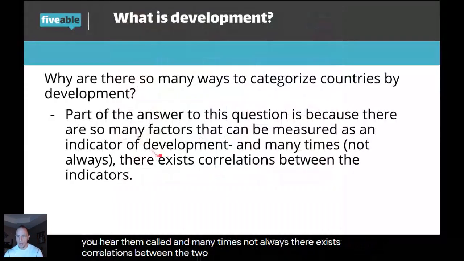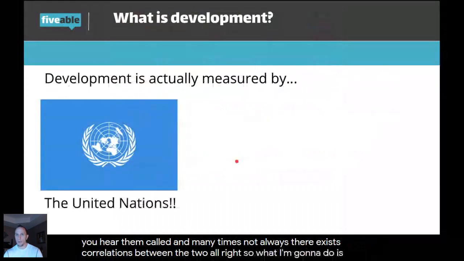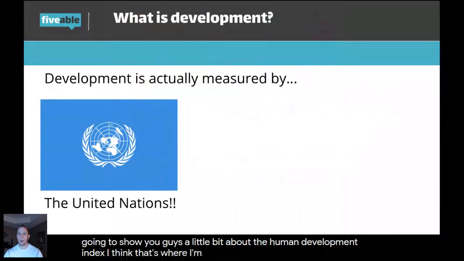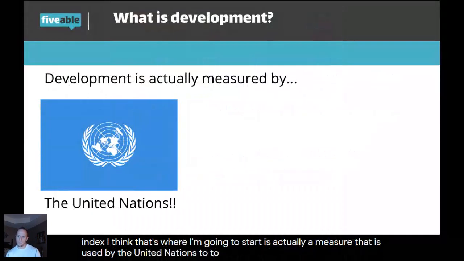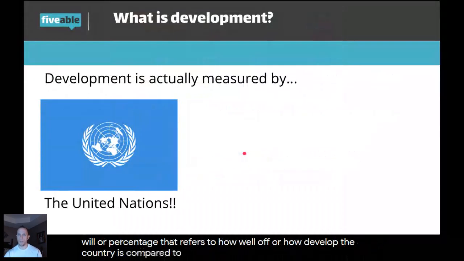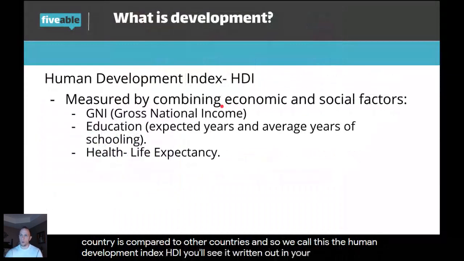All right, so what I'm going to do is show you a little bit about the Human Development Index. I think that's where I'm going to start. It is actually a measure that is used by the United Nations to have a number, or a percentage, that refers to how well off or how developed the country is compared to other countries. And so we call this the Human Development Index, or HDI, as you'll see it written.